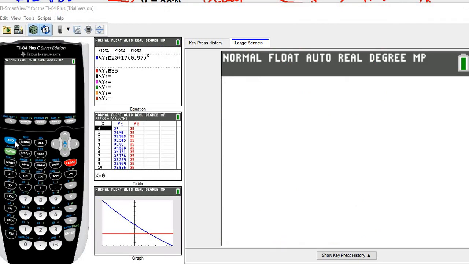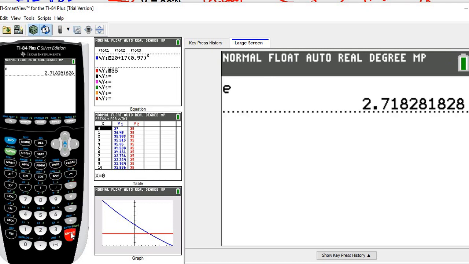All right, so by the way, if you're wondering where e is, you would hit the second button, and then e. It's a little bit hard to see on my screen, but it's right above the divide button, which just lit up in red. So let me click that again. So second e, and when you press enter, you can see it's 2.718.